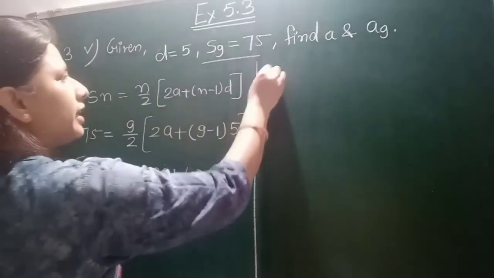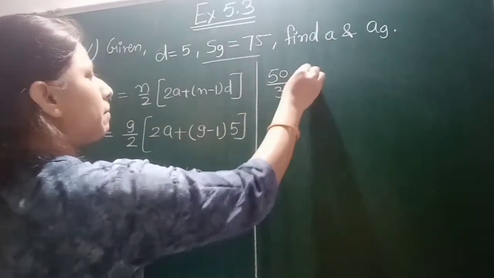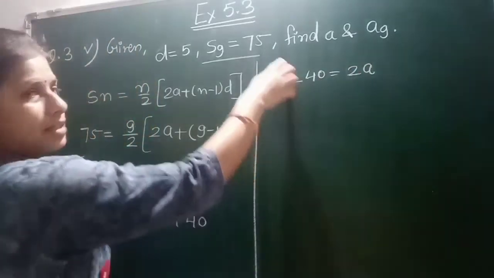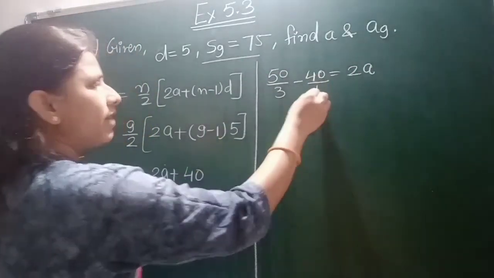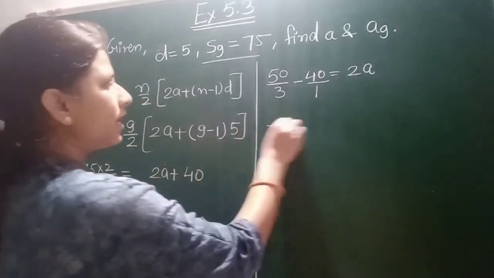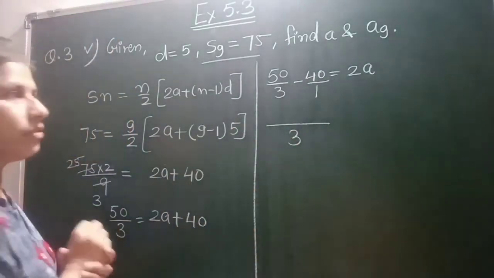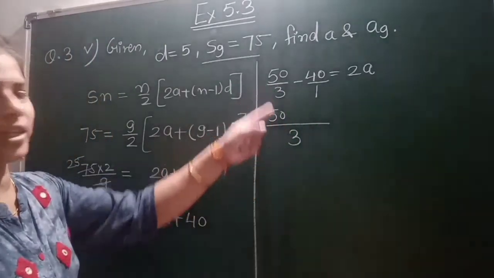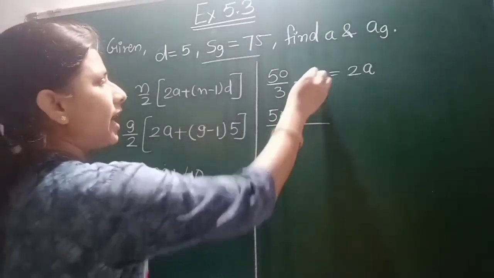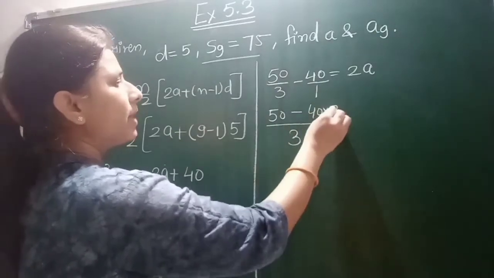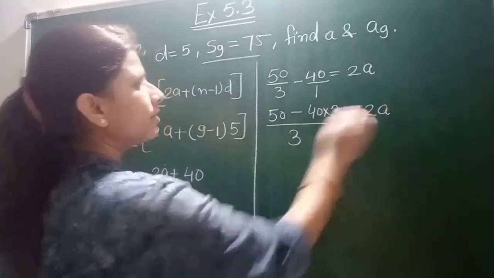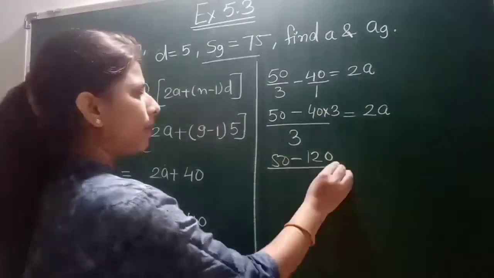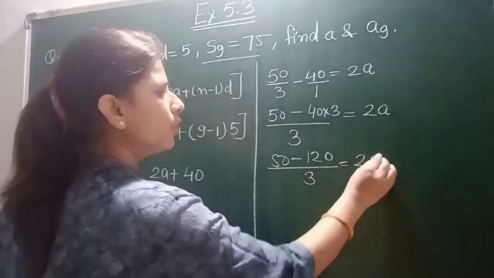What we will get? 50 by 3 minus 40 equals 2a. Since this is in the form of a fraction, we can write 40 as 40 by 1. Then we will take the LCM. LCM will be 3. Then 50 as it is, because in the denominator 3 is there, and then 40 will be multiplied by 3. Then 50 minus 120 upon 3 equals 2a.